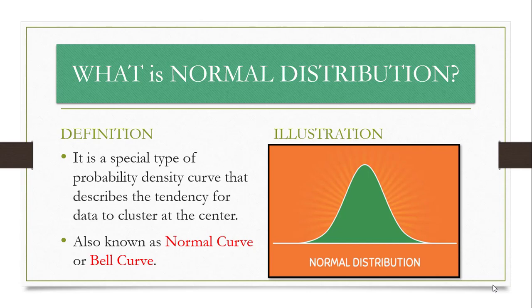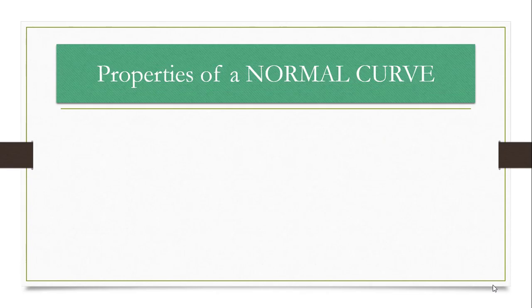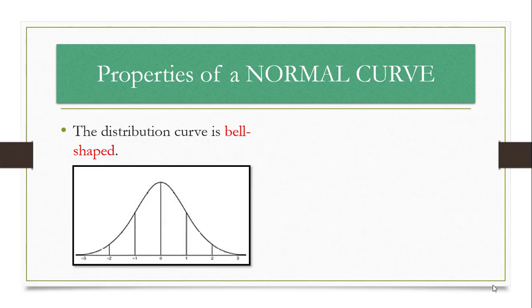Now, to know more about normal distribution, let us further discuss its properties. First up is the normal distribution curve is bell-shaped. As we have seen in our previous image, the normal curve or normal distribution is bell-shaped.